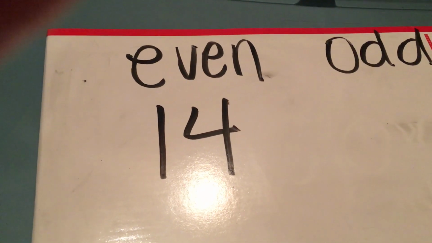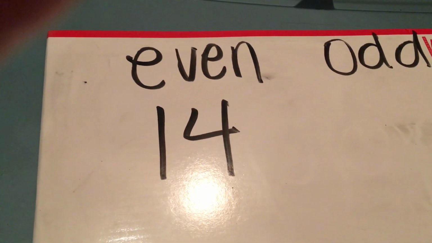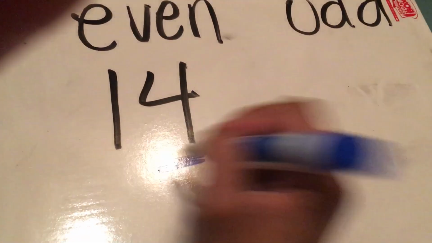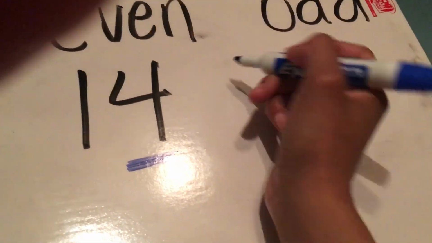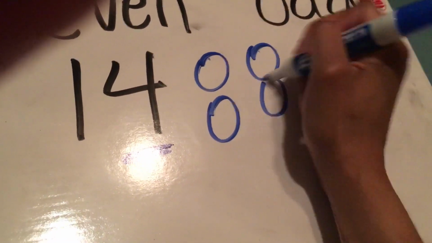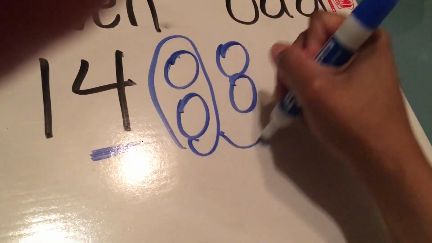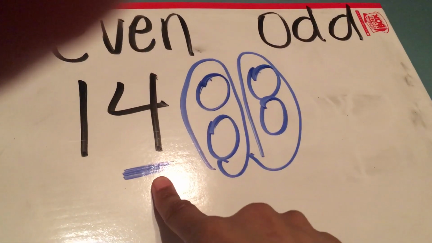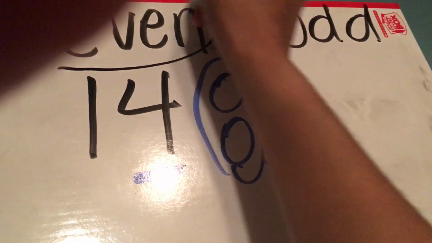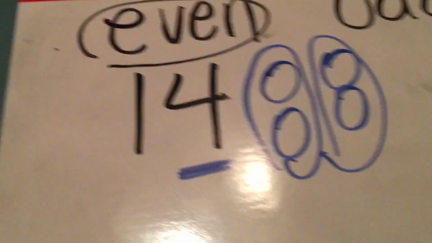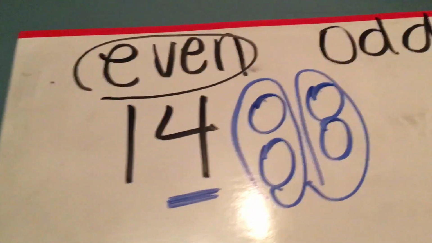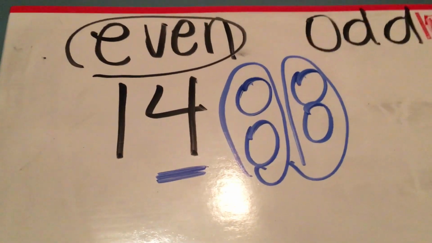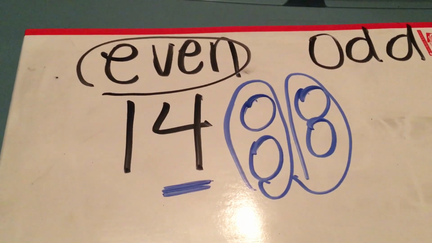So we're going to do it both ways just to see. But for number 14, the only thing I have to do is look at that 4. And I can draw 4 circles. 1, 2, 3, 4. And I can group or loop my pairs. And I see that 4 is even. So that makes 14 even, because remember I said whenever you have 2 or more digits, you always look at the last number to help you identify whether that number is even or odd.